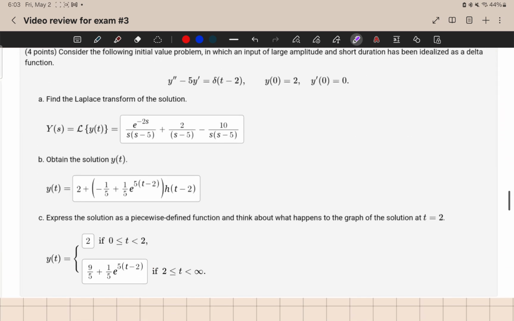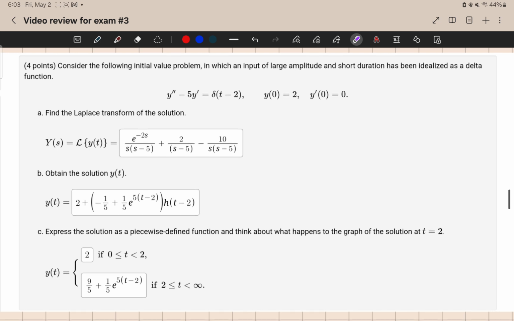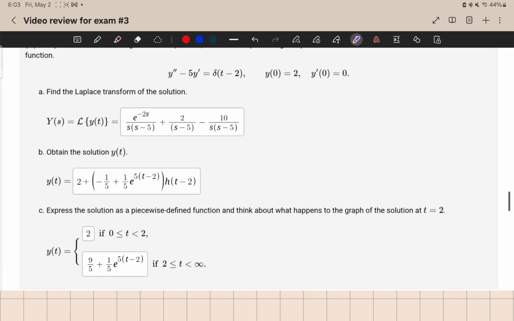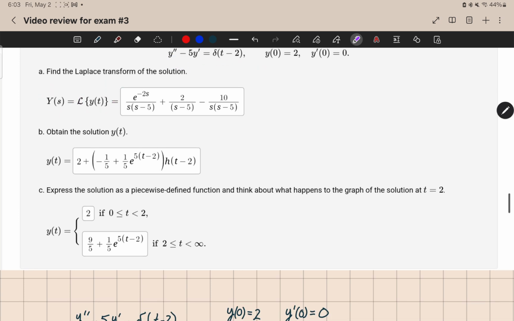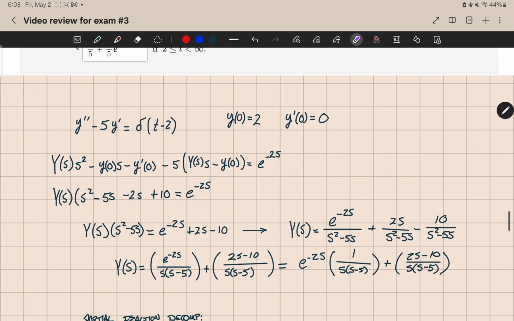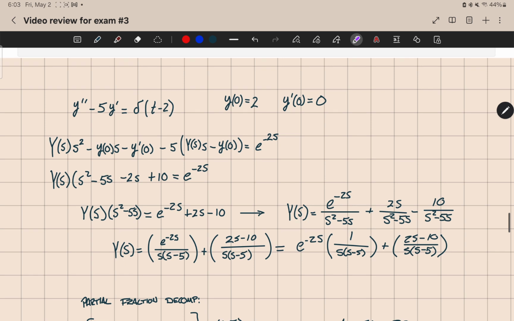So the first thing they're looking for in this problem, we're going to be solving this initial value problem. And the first thing we're going to do is find the capital Y of s by taking the Laplace transform of y(t). I took the Laplace transform of this, and there are some standard forms that we know here. The Laplace of y double prime is capital Y s squared minus y(0) s minus y prime(0).